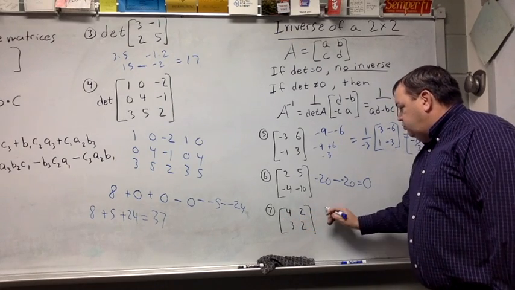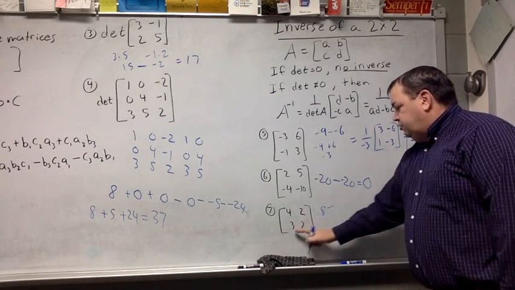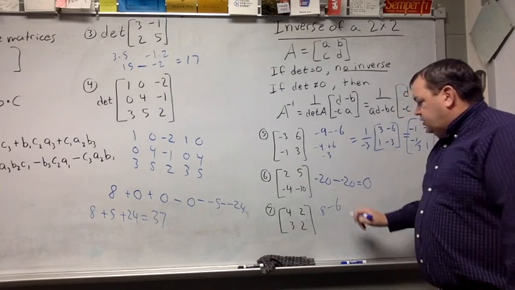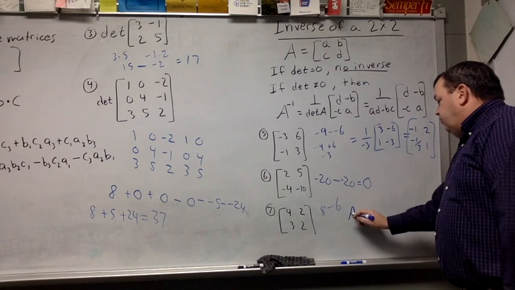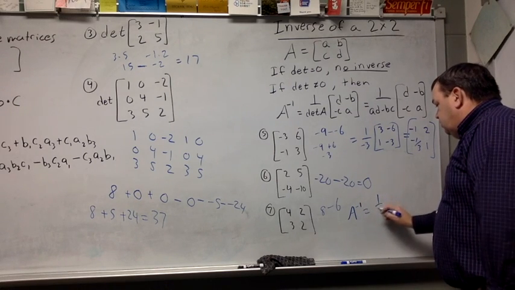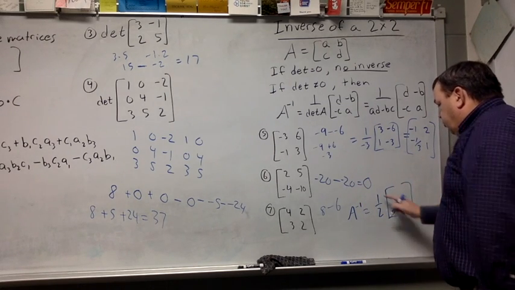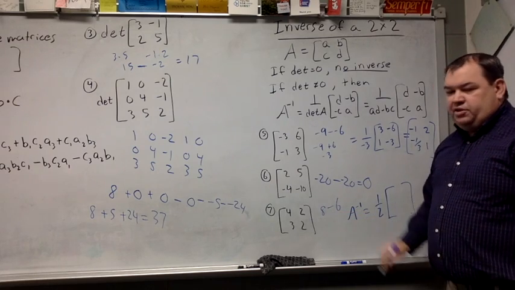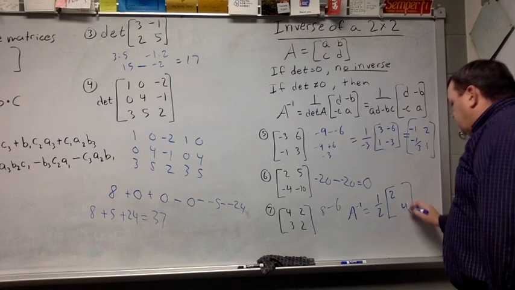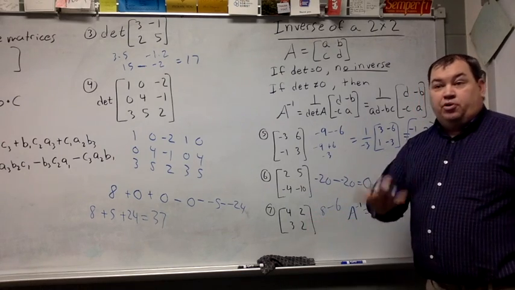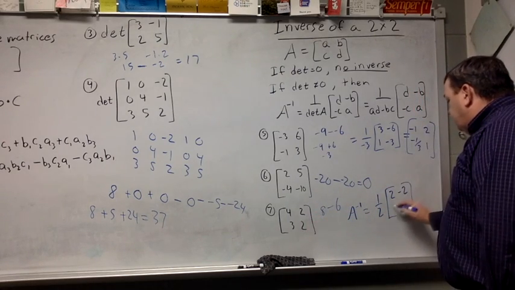4 times 2, 2 times 3. I can subtract those and get 2, so I know this has an answer. So my inverse for this matrix, I put 1 over my determinant, so 1 over my 2. The 4 and the 2 switch places. The 2 and the 3 stay put, but they are going to change signs.